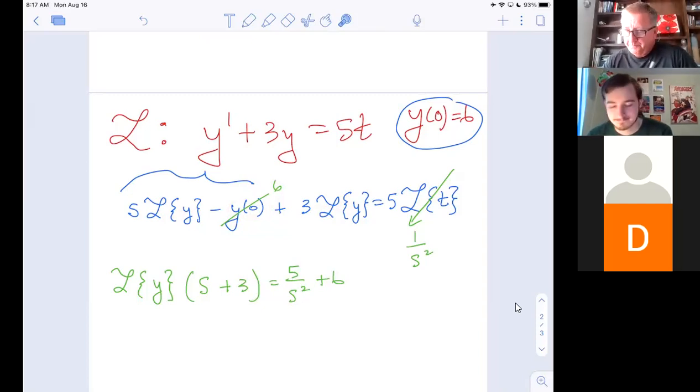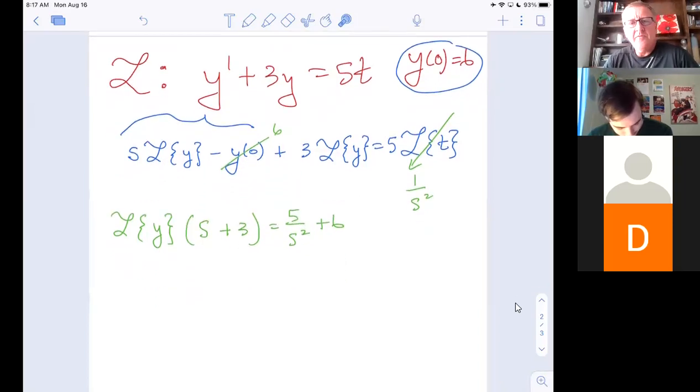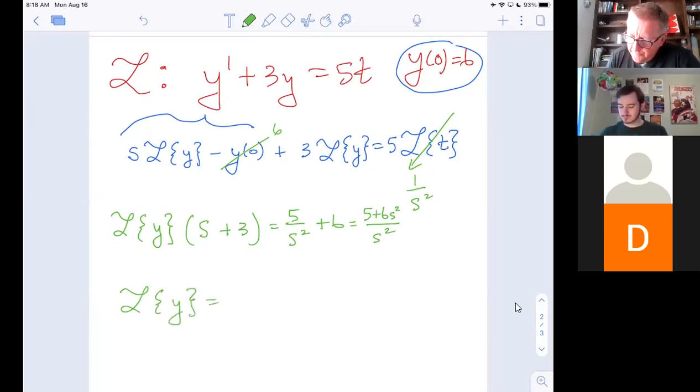And so, awesome. Now what's my next move? Well, really just solve for the Laplace transform of y. Divide everything by s minus 3. I think to clean things up a little bit before that, though, maybe I'll add those two fractions on the other side together, get a common denominator. So this would be 5 plus 6s squared over s squared. I'd have to multiply the 6, obviously, top and bottom times s squared. And so now I'm going to divide by s plus 3. And so I can say that the Laplace transform of y is equal to 5 plus 6s squared over s squared times s plus 3.